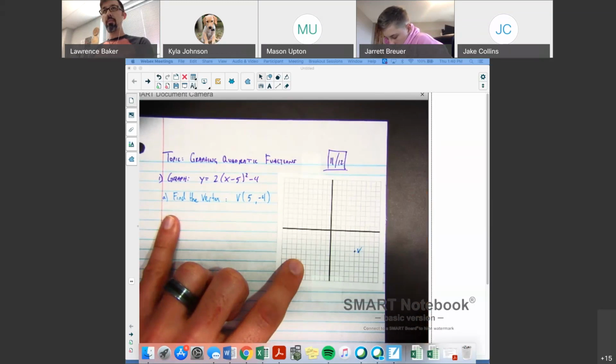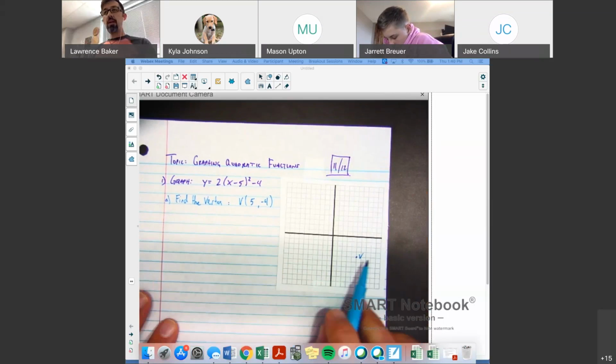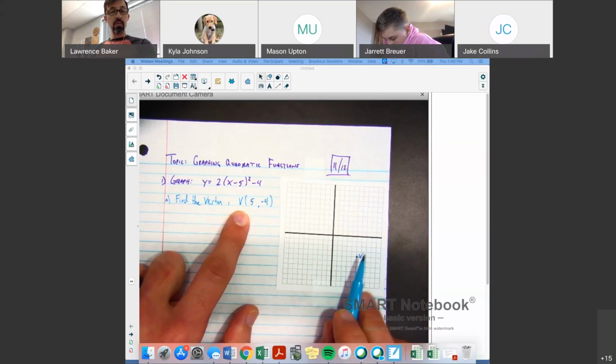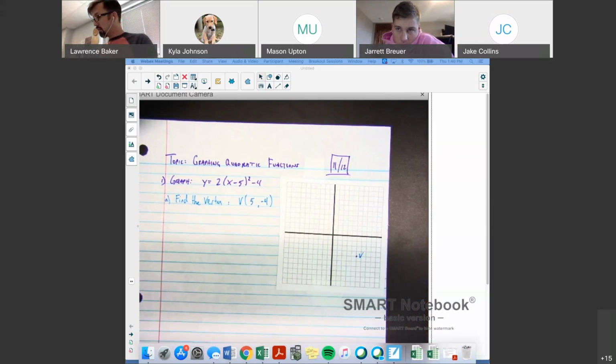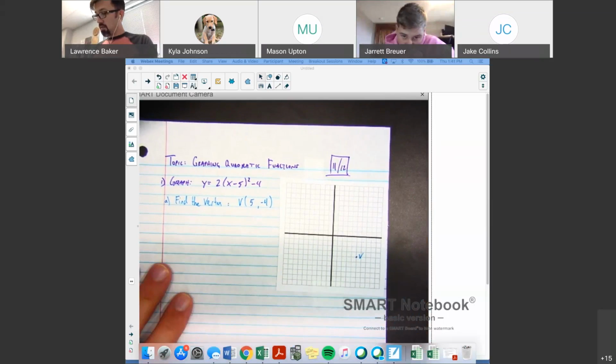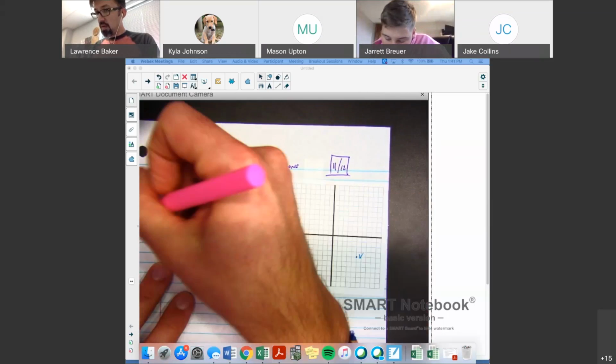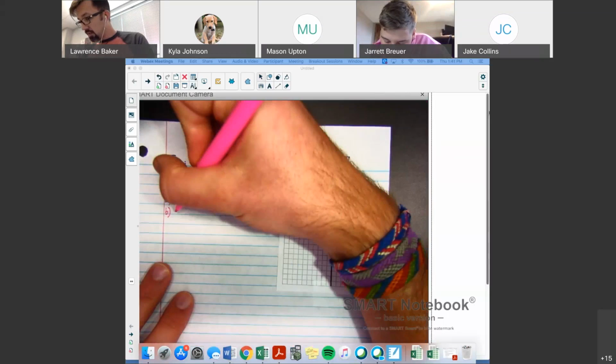Okay. All right. So I'm going to go ahead and plot my vertex. We've got the information, might as well just put it on the graph. And I always like to label my vertex with V just because it is the most important point of the graph. We really want to highlight it there. Next thing we're going to do, we're going to write the equation of the axis of symmetry.